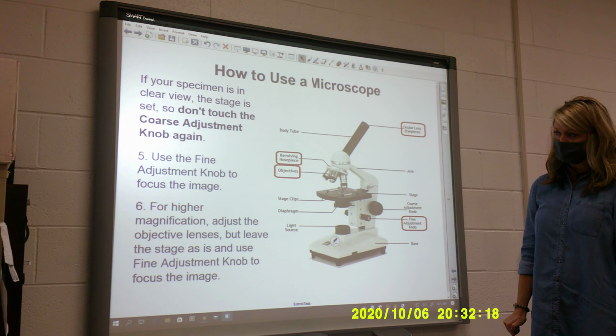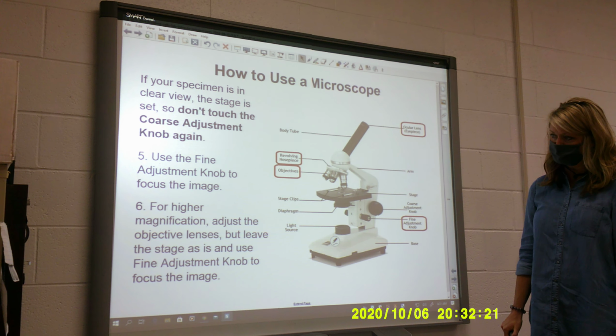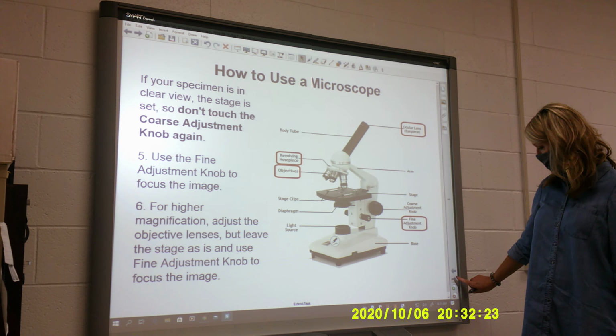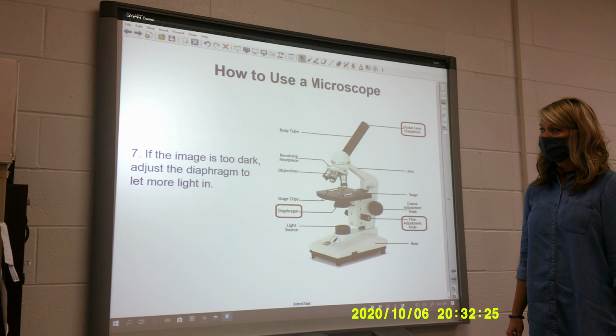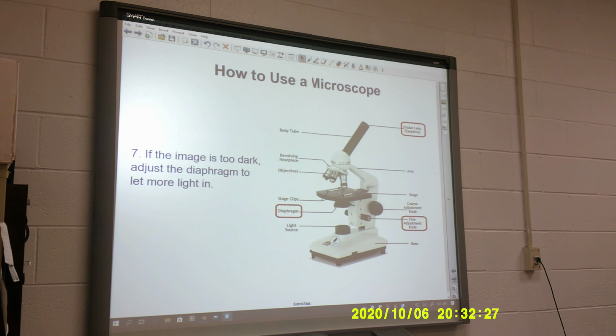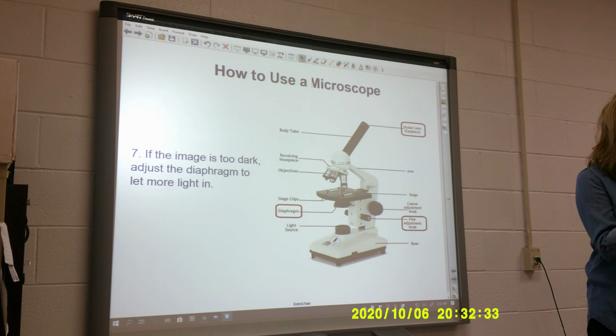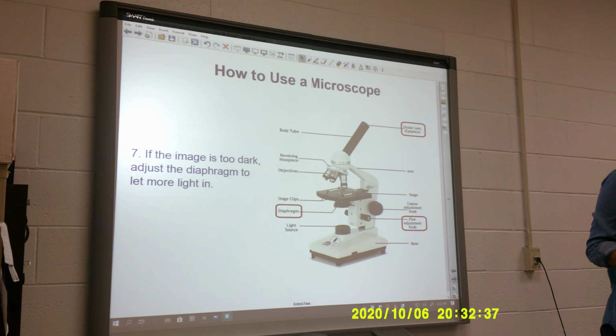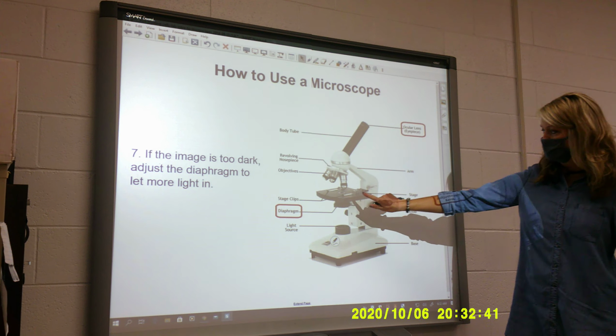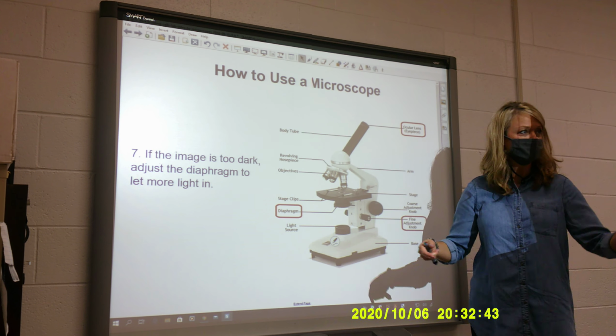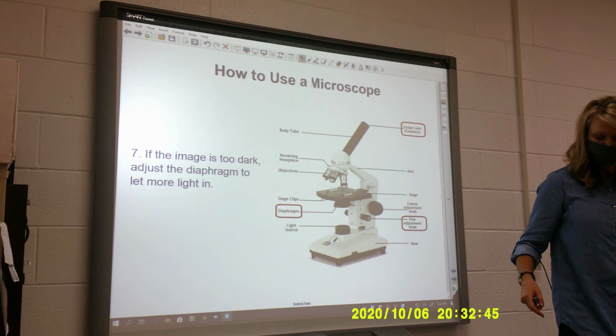For higher magnification, adjust the objective lenses, but leave the stage as it is. If the image is too dark, there's actually a little slide, little knob right here, and that adjusts how much light allows it to come through on the bottom of the stage. For images that are too dark, you just spin that little diaphragm, and then that allows more light to come in.